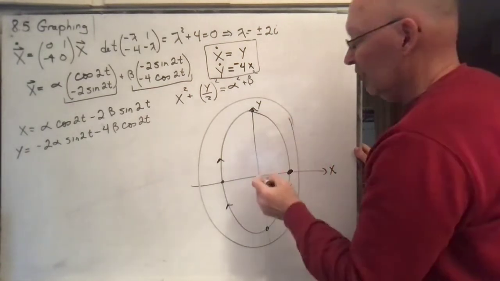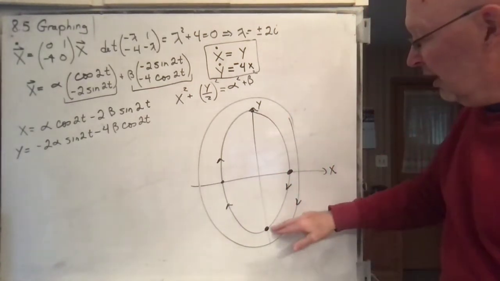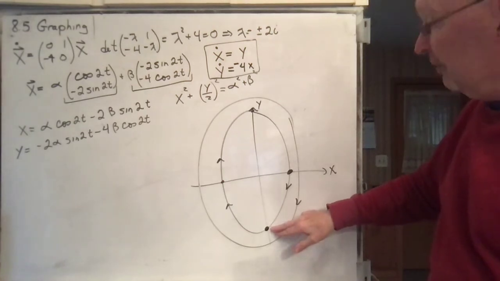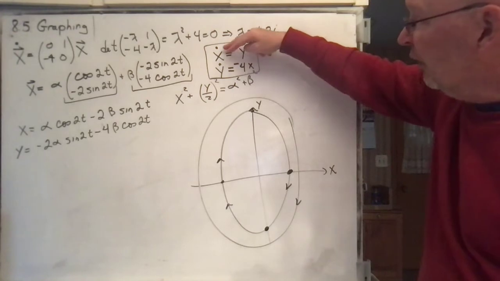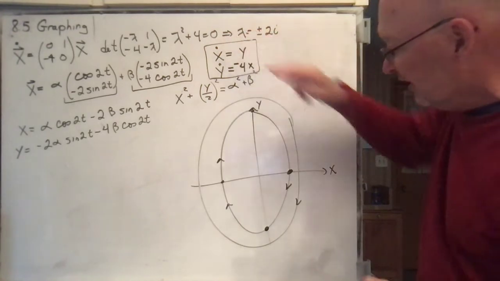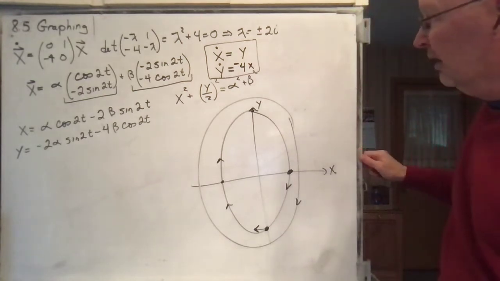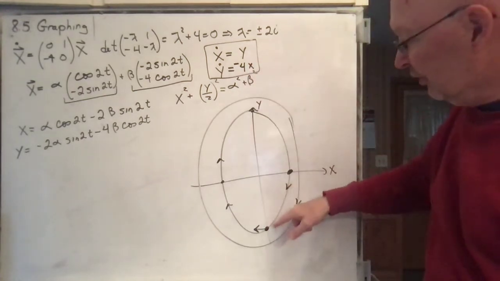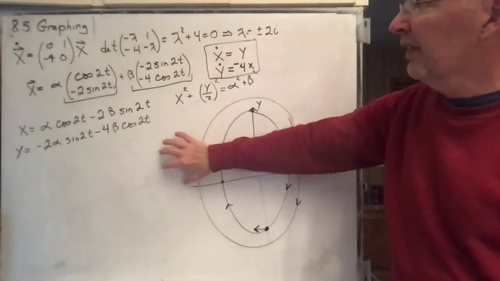Let's just do this one right here, just as another example. If y is negative, what does that tell me? It tells me that x is going to be going in the negative direction. Sure enough, x is going in the negative direction. And so sure enough, we're going like that. Okay? So that's that one right there.